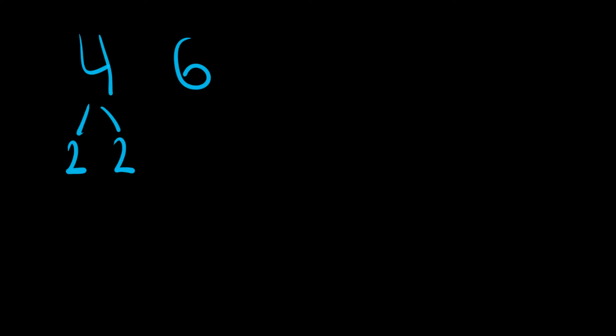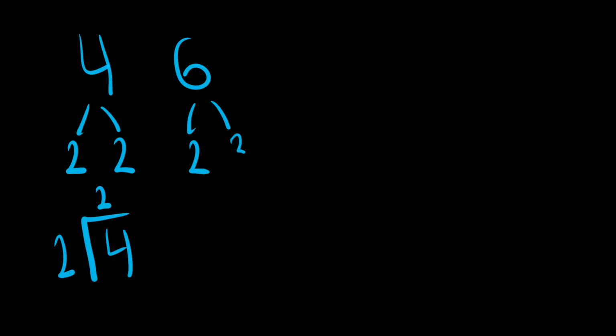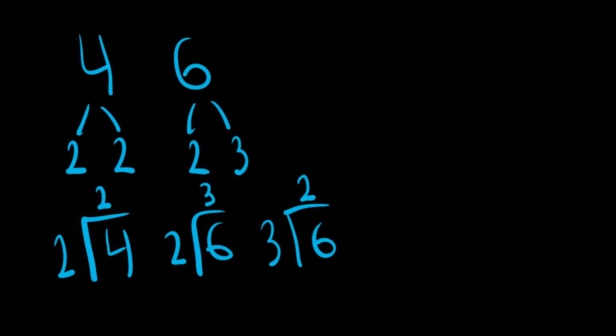So the factors of 4 are 2 and 2 because 2 times 2 is equal to 4. We could also write 4 divided by 2 is equal to 2 and we have no remainders. And the factors of 6 are 2 and 3 because 2 times 3 is equal to 6. We could also say 6 is divisible by 2 because 2 goes into 6 3 times, or we could say 3 divides 6 into 2 parts.